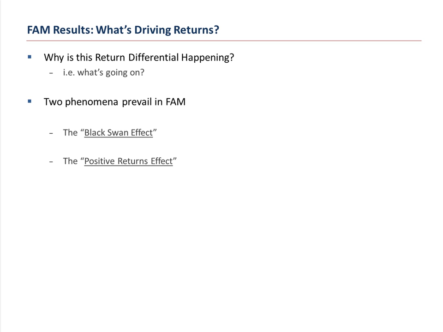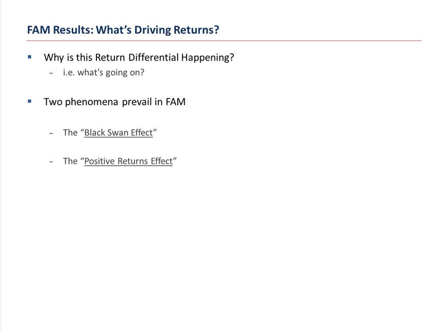Why is this happening? Why do the best rated companies outperform and the worst rated companies underperform? We can't say it's because of a neural network or because of metric operations or because of a Summers' D or because of market percentiles or in-samples and out-of-samples. There must be some qualitative rationale behind the results, otherwise the model in and of itself makes no sense. And it turns out there are two phenomena that prevail in FAM that drive the returns.